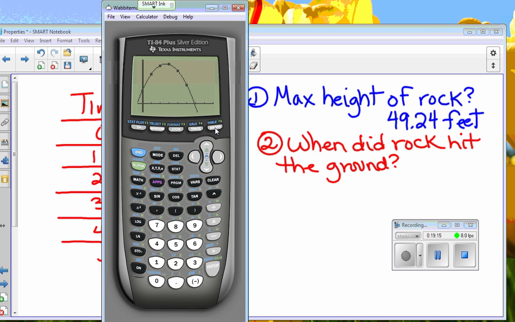What is this thing called right here? A zero. So I'm going to go to stat calc and calculate the zero as well. And this is where I have to go on either side of that zero. So I'm going to go on one side to the left, hit enter, second calc, zero. And then we go on either side of it. When did the rock hit the ground? At 5.9 seconds. That's what the calculator told me.